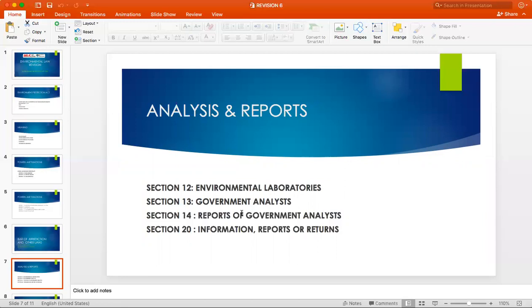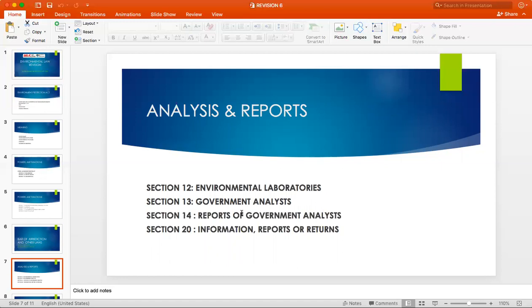They can establish environmental laboratories by notification in the official gazette, and the central government is empowered to appoint government analysts. Sections 12, 13, 14, and 20, all of them have to be read together. When the government laboratories are established, the role of the government analyst becomes very important. Analysts are appointed by notification for the analysis of samples of air, water, soil, or other substances, which need to be sent to the laboratories.